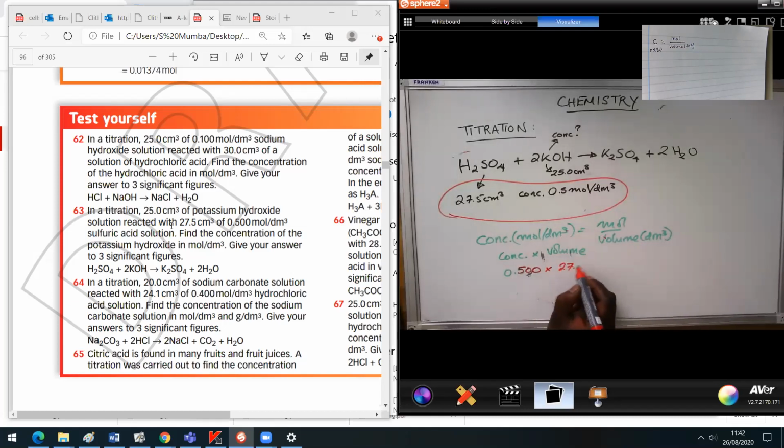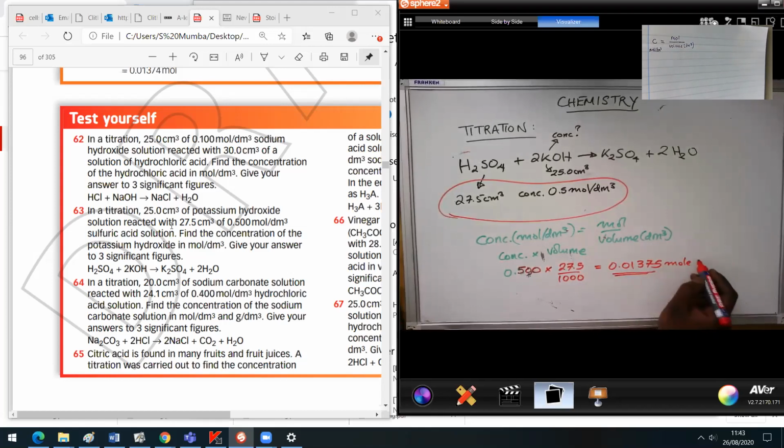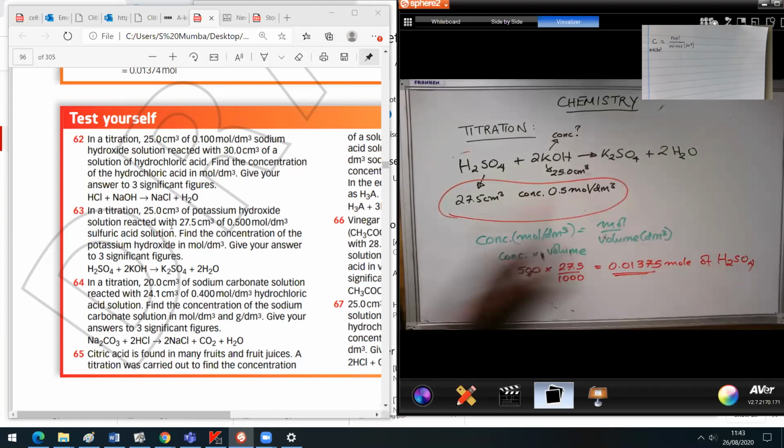You're spot on. Divide it by 1,000. 0.0275. Yep, okay. Times 0.5. That gives me what value? 0.01375. Okay. So these are the number of moles of the sulfuric acid. Are you happy? Yeah, because I've used the volume of the sulfuric acid times by the concentration. Yeah, it makes sense.